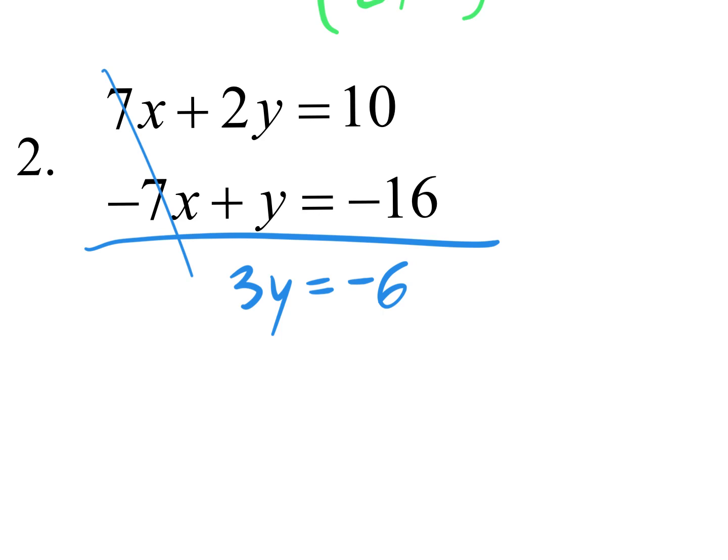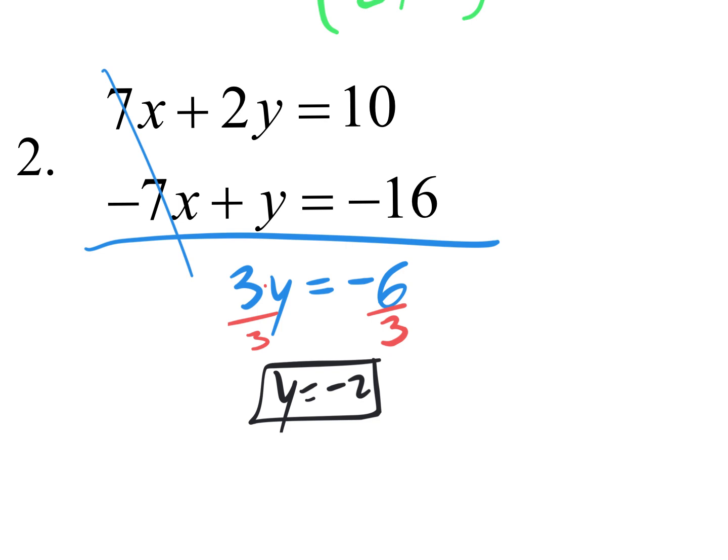What does y actually equal? If I solve this simple one-step equation? Divide by 3, divide by 3. Yep, y is going to equal -2. I have one answer. I need the other. How do I do that? Plug it into which one? Doesn't matter. Pick one. Top or bottom?